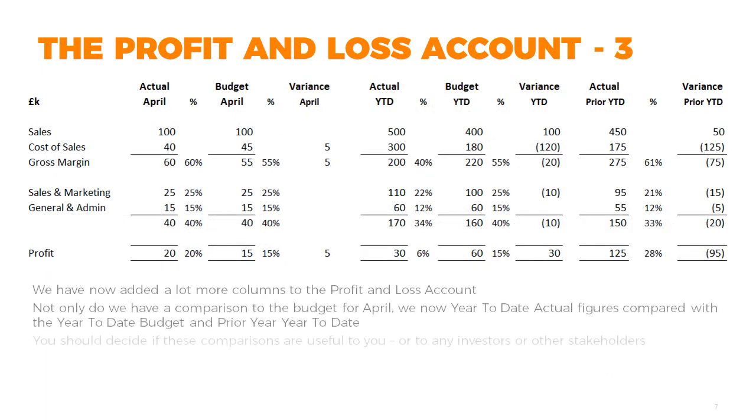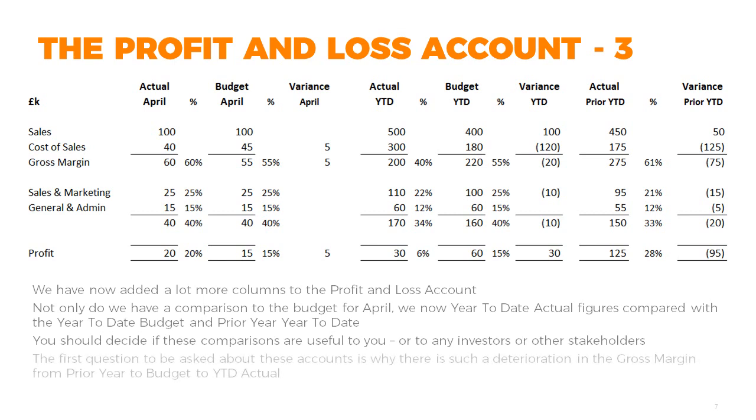We have now added a lot more columns to the profit and loss account. Not only do we have a comparison to the budget for April, we now have year-to-date actual figures compared with the year-to-date budget and prior year-to-date. You should decide if these comparisons are useful to you or to any other investors or stakeholders. If you don't have prior year numbers, obviously you leave them out. If you do have prior year numbers, but the business has changed substantially, they may not be relevant.